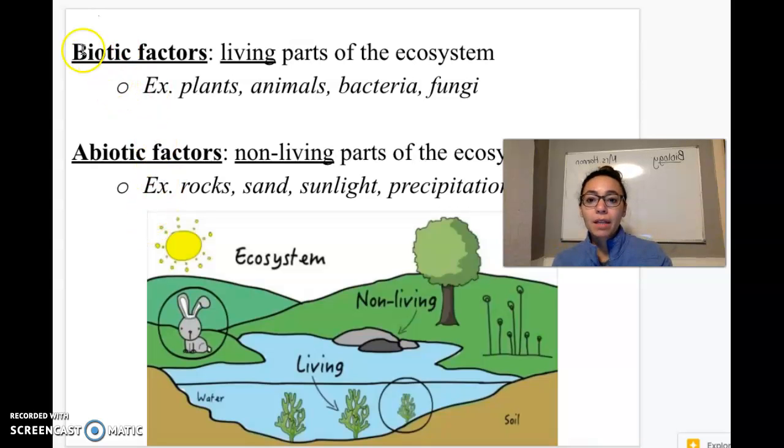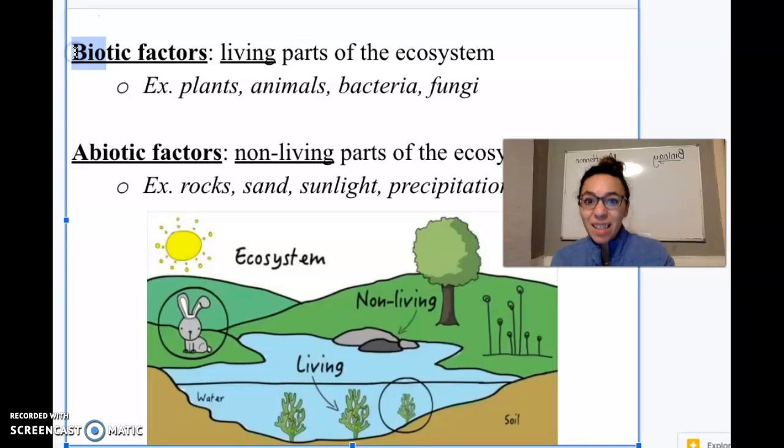Biotic and abiotic. So biotic factors in an ecosystem are the living parts of an ecosystem. That prefix bio means life. Okay, so these are living parts of an ecosystem. Things like plants, animals, bacteria, fungi, anything alive.